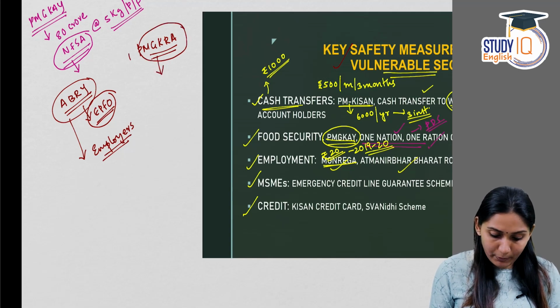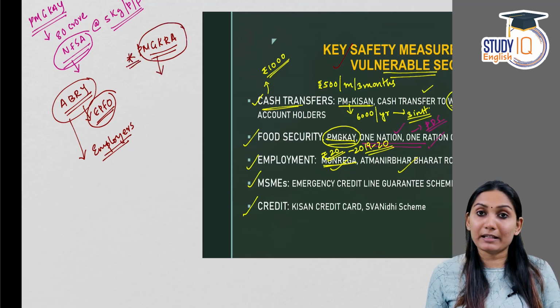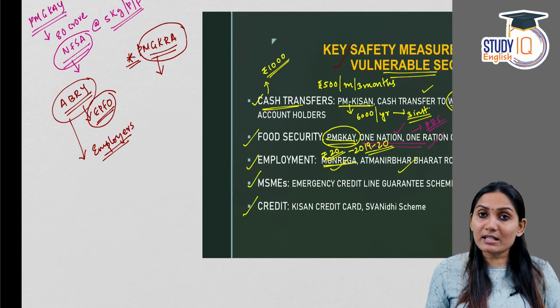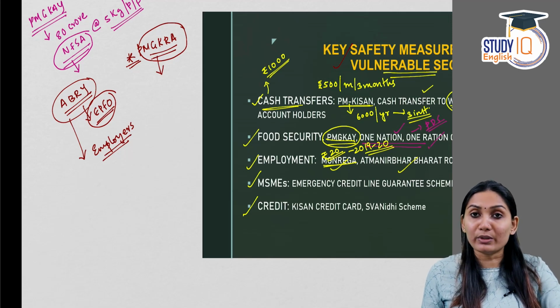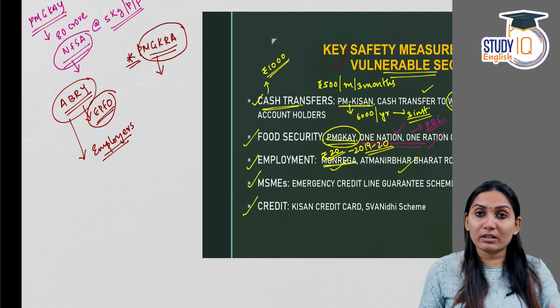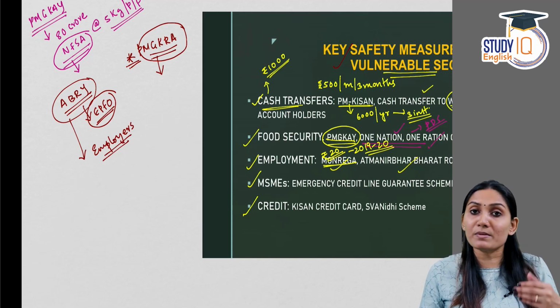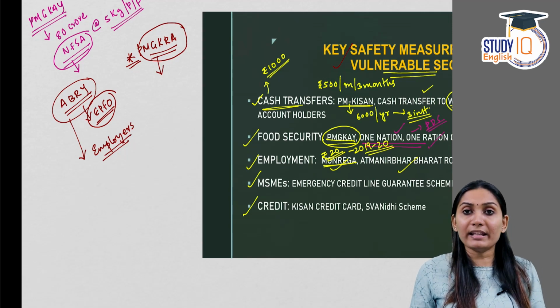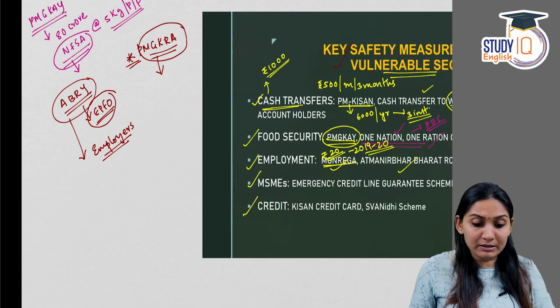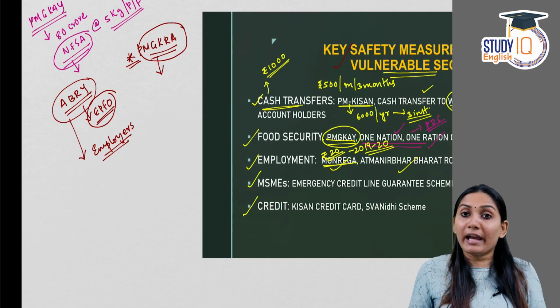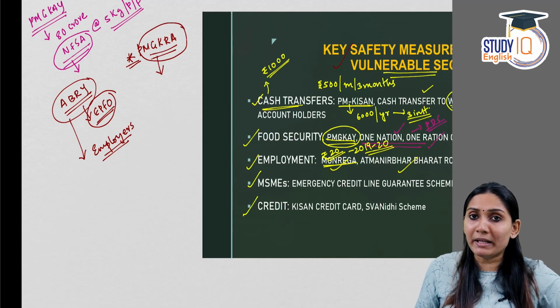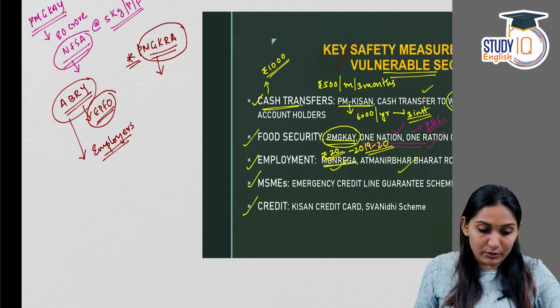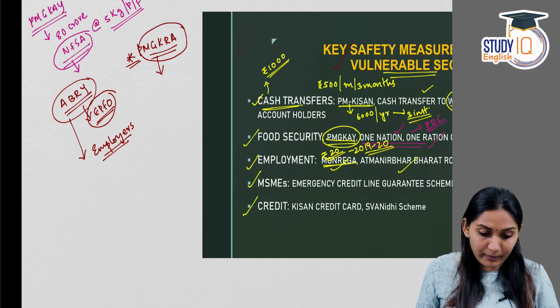Now, this is a very important scheme, Pradhan Mantri Garib Kalyan Rozgar Abhiyan. This scheme was introduced in order to give immediate jobs to returned migrants, that is those migrants who were returning from the cities to the rural areas. They were facing a severe issue of unemployment, and the Abhiyan aimed at providing immediate jobs to the returning migrants.